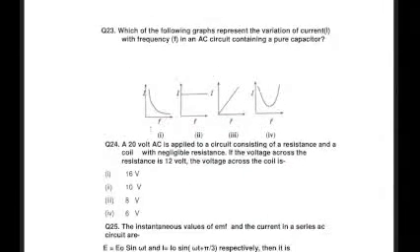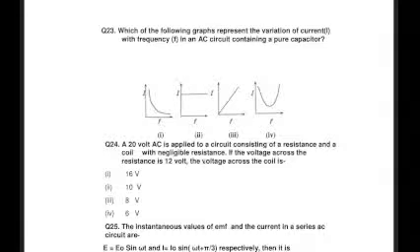Question number 23. Which of the following graphs represent the variation of current I with the frequency f in an AC circuit containing a pure capacitor? This one 1, 2, 3, 4. Here I versus f. Correct. The answer is 3. It is a diagonal line. Answer is 3.